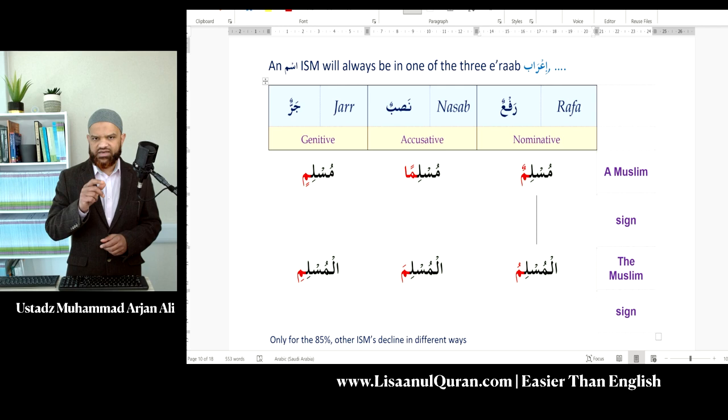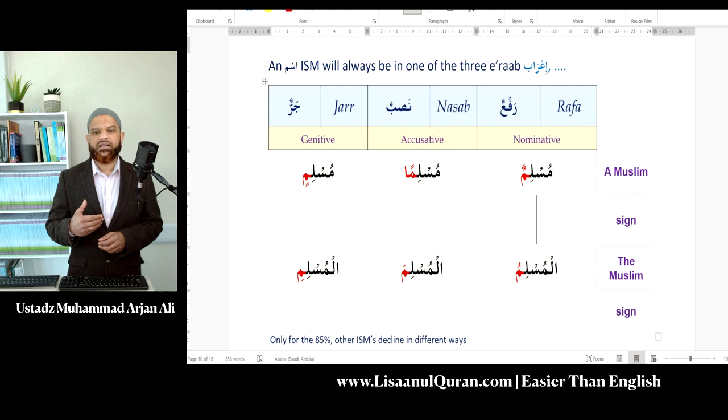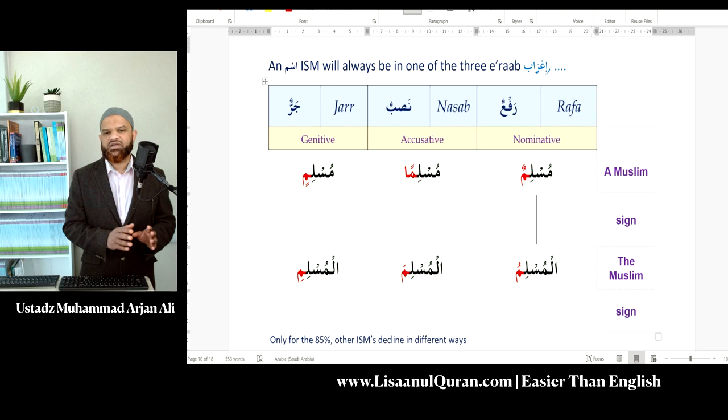Now, these are three different declensions, and each one is given a name. Arabic grammar is a science like all other sciences, so each one is given a name. When it is Muslimun, it is called Rafa. When it is Musliman, it is called Nasab. And when it is Muslimin, it is called Jar. With the Al example, when it is Al-Muslimu, it is called Rafa. When it is Al-Muslima, it is called Nasab. And Al-Muslimi, it is called Jar. Three different names given to the three different declensions.